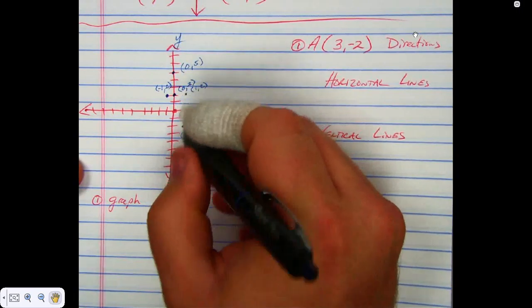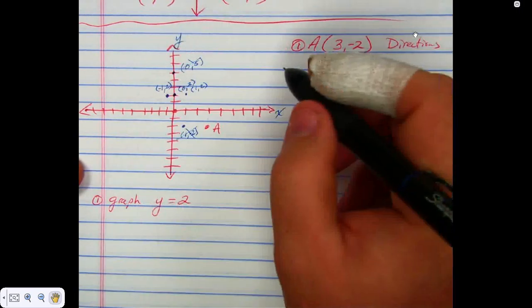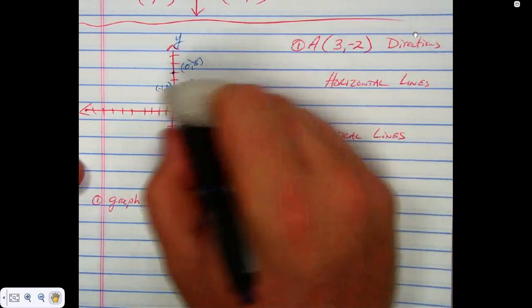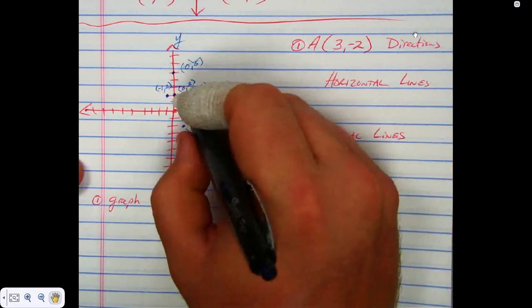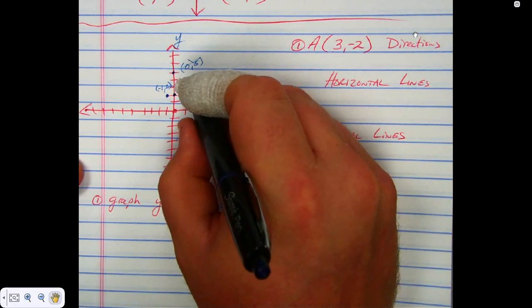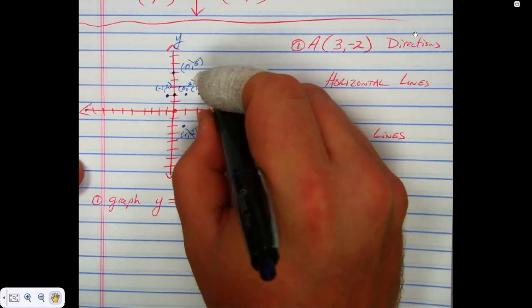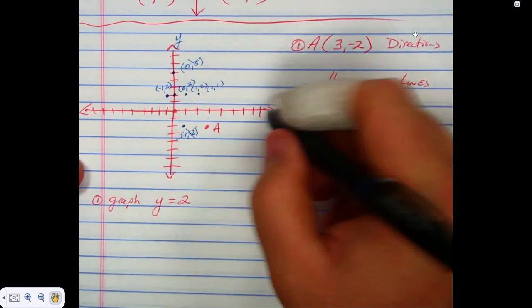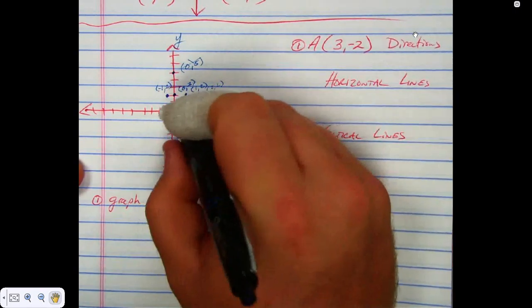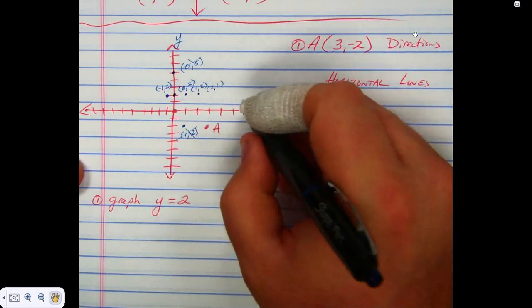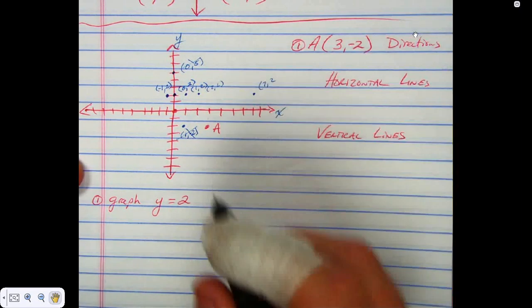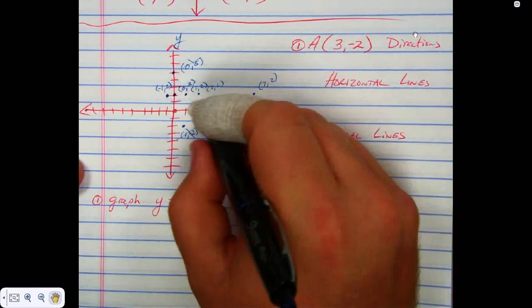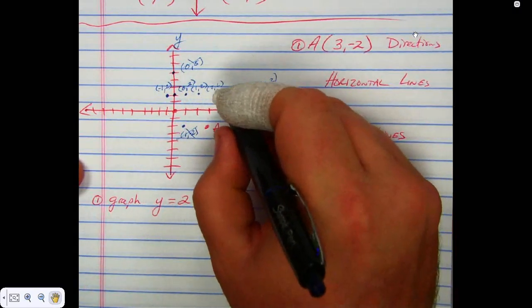The y coordinate is 2. So this one didn't work, this one didn't work, right? But these 3 have so far. Can you think of another one? 2, 2, to the right 2 and up 2? That works. Can you think of another one? 1, 2, 3, 4, 5, 6, 7, and then up 2. 1, 2, 3, 4, 5, and up 2.